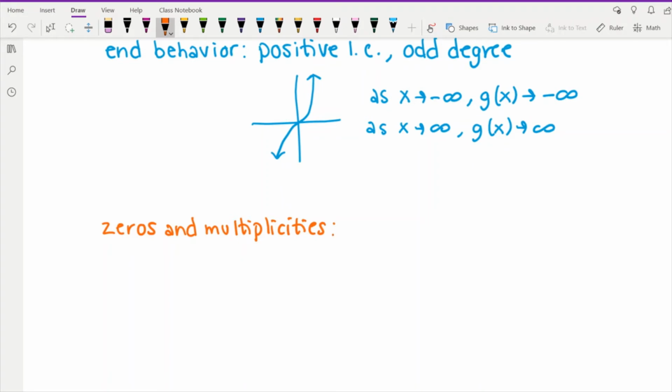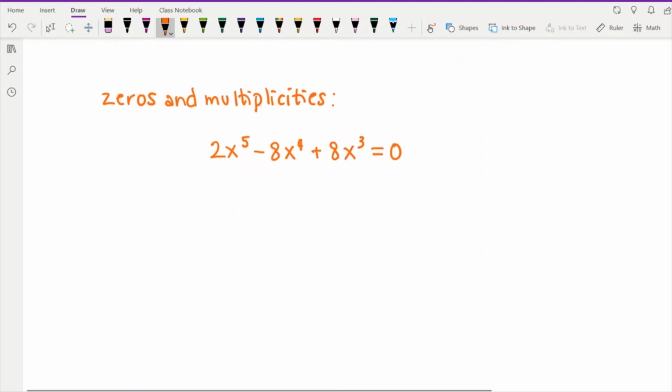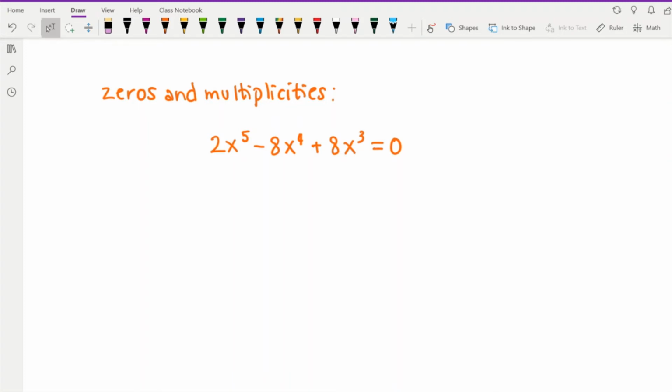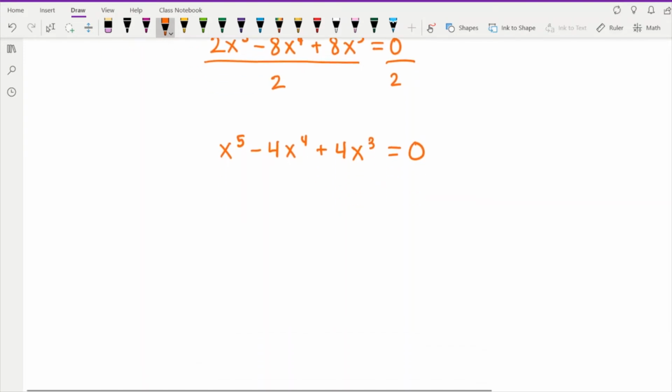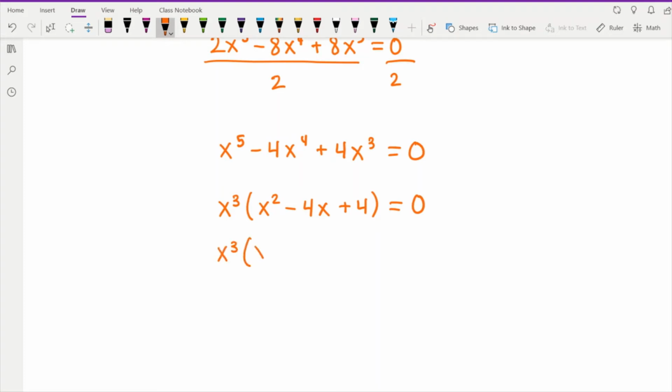So we're going to take our function and set it equal to 0. So that's 2x to the 5th minus 8x to the 4th plus 8x cubed is equal to 0. Just like in the last one, there's something that we can divide everything by that will make this easier to factor. We can divide everything by 2. So we're left with x to the 5th minus 4x to the 4th plus 4x cubed is equal to 0. What can be factored out from everything in this case? Well, we can factor out x cubed. And so we're left with x squared minus 4x plus 4. Now we can continue to factor, and so we would get x cubed times x minus 2 times x minus 2 is equal to 0.